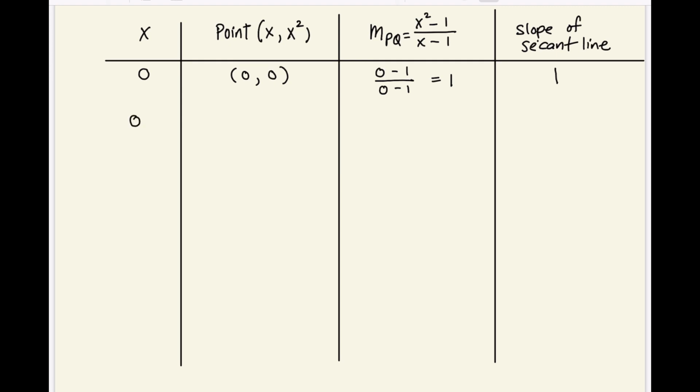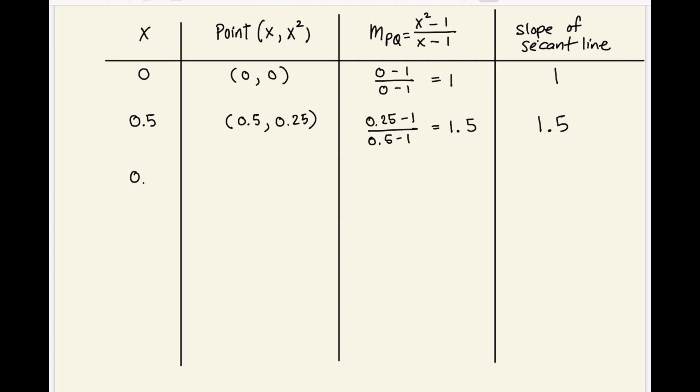The next thing I did was I used x equals 0.5, and that gives me the point (0.5, 0.25), since x squared in this case is 0.25. So the slope of the secant line in that case was (0.25 minus 1) over (0.5 minus 1), which was 1.5. So that second secant line had a slope of 1.5.